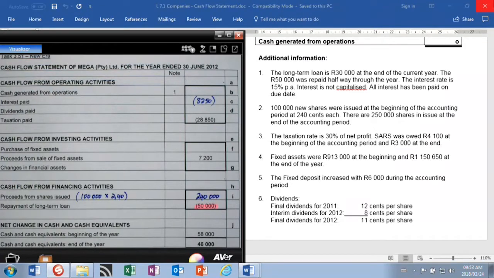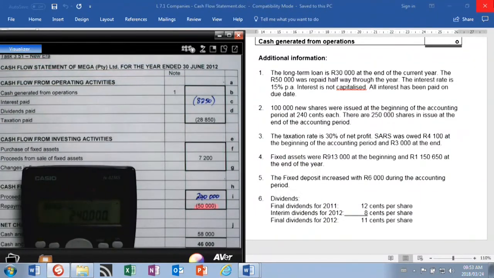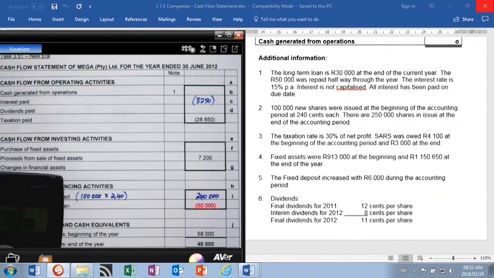There are 250 shares in issue at the end of the accounting period. You maybe think, why do we need that? We need that for our dividends when we come to information number 6. We can quickly finish off this one. 240 minus the 50,000 that we pay back on the loan, and that gives us 190,000 there. The taxation rate is 30% of the net profit.